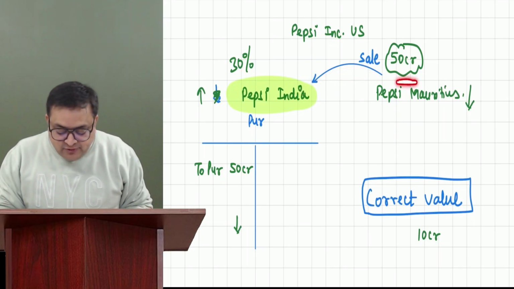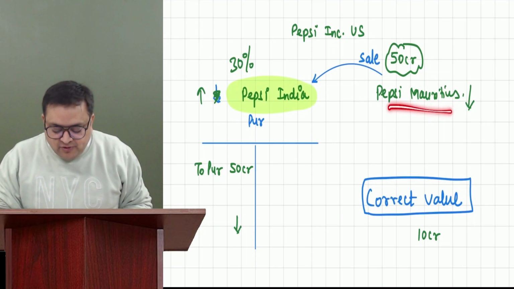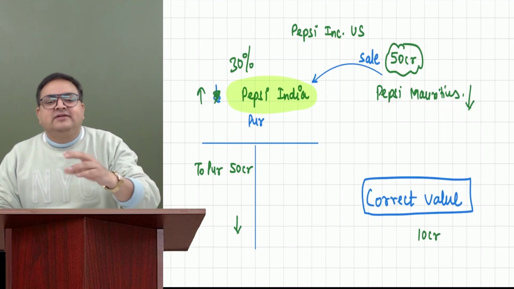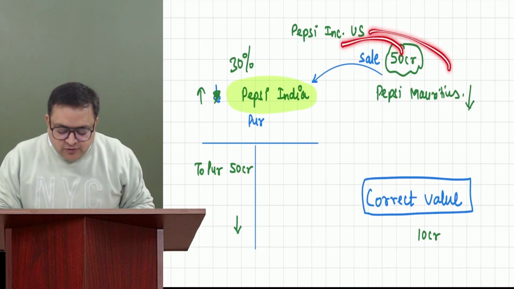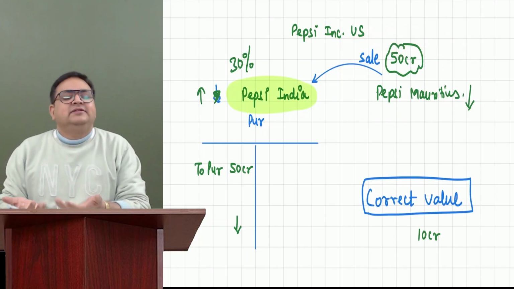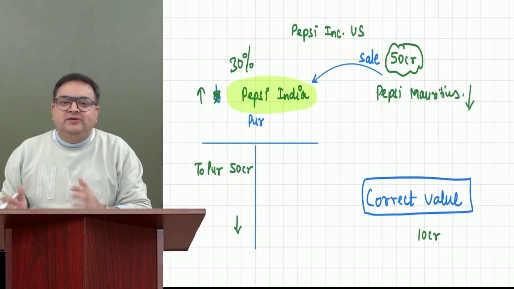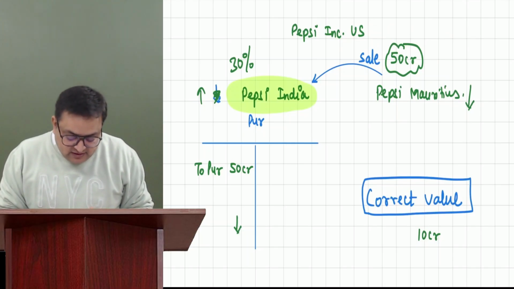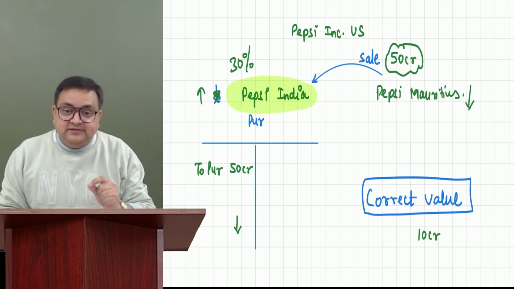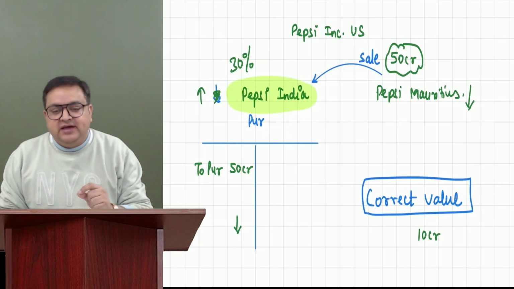And sir, why are they doing it at a higher value? See, in Mauritius, they are not concerned. Let's say, for example, there is zero tax. So if they do it at 50 crore, 100 crore, 200 crore, for them it's a zero tax, so there is no issue, right? But what they were doing is actually saving so much tax in India.